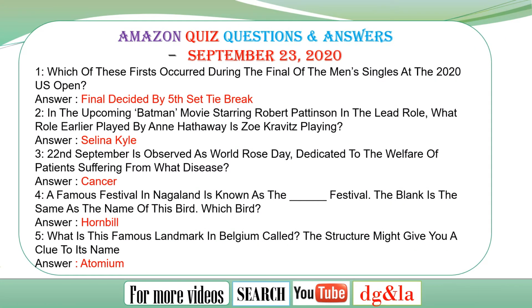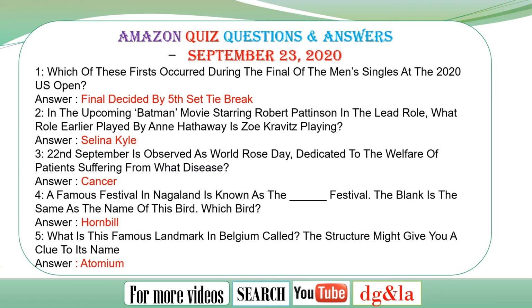Amazon quiz question and answers of 23rd September 2020. First, which of these first occurred during the final of the men's singles at the 2020 US Open? Answer: final decided by 5th set tie break.